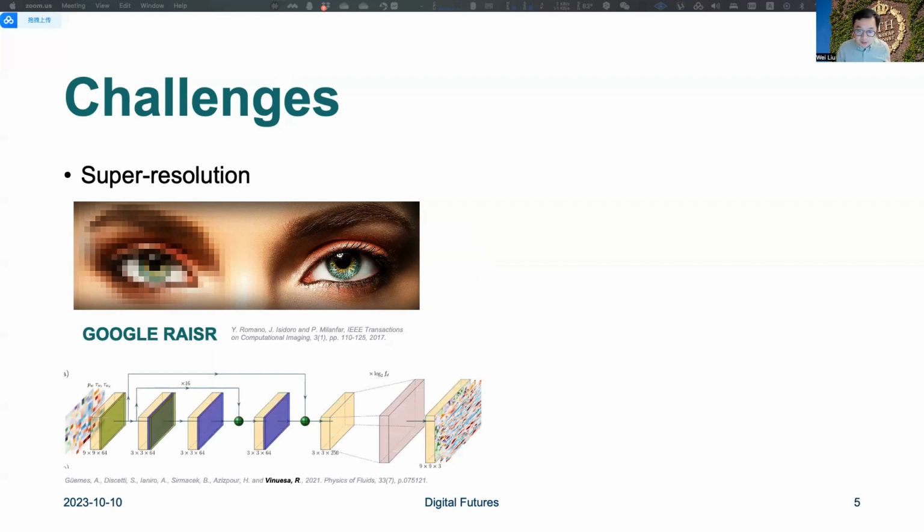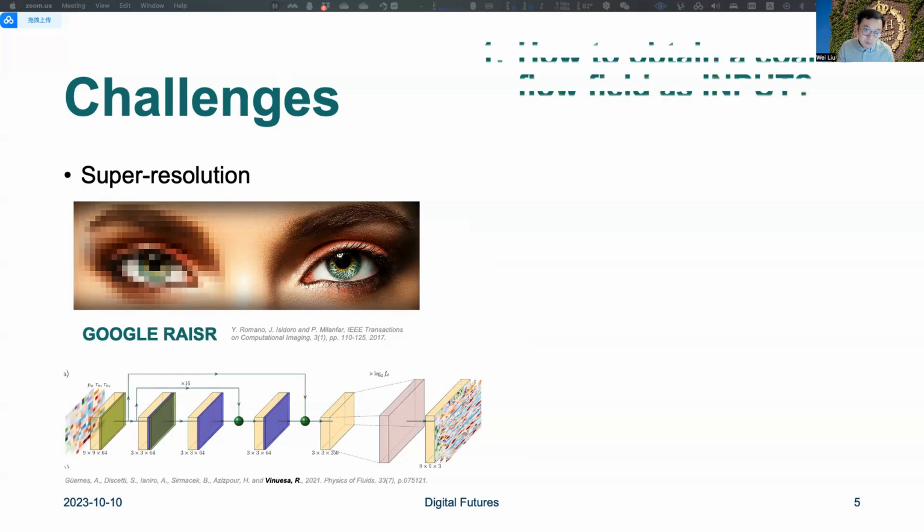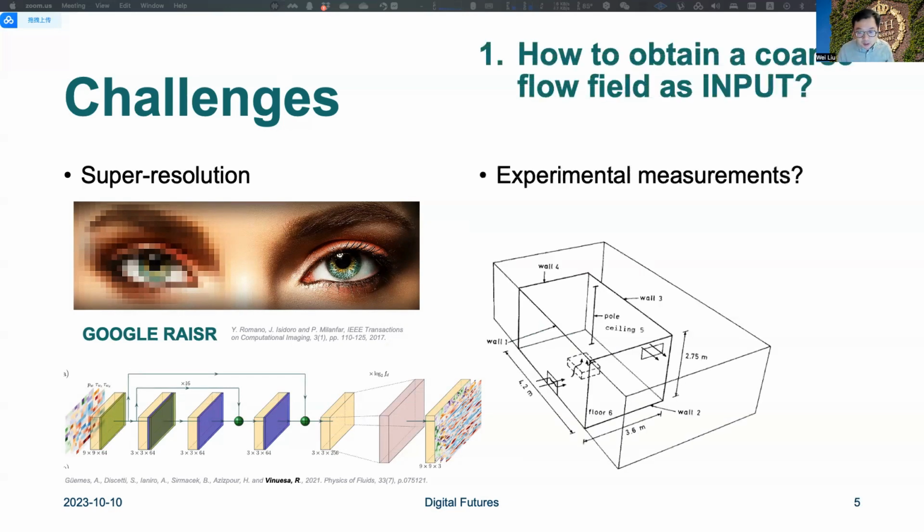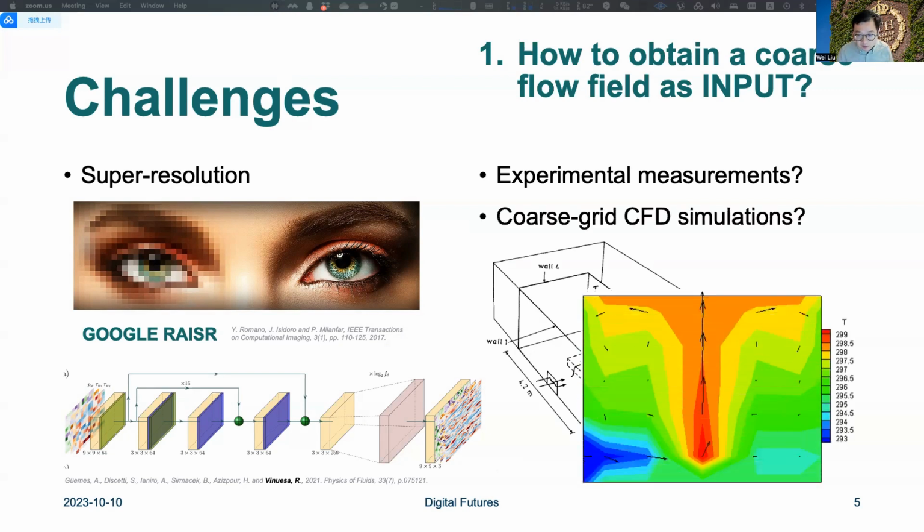We can either use experimental measurements. It is reliable but expensive, and we need to find the least measurements to give a feasible input field. But anyway, such measurements are not realistic in engineering applications. Another way is coarse-grid CFD simulations.